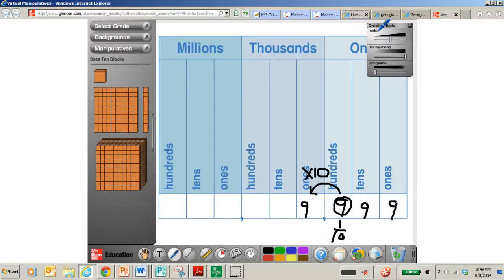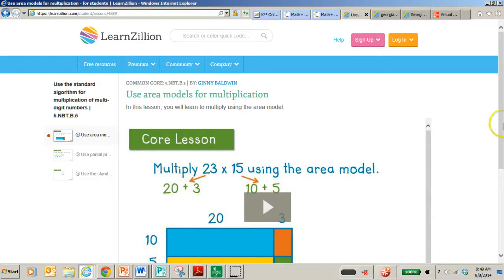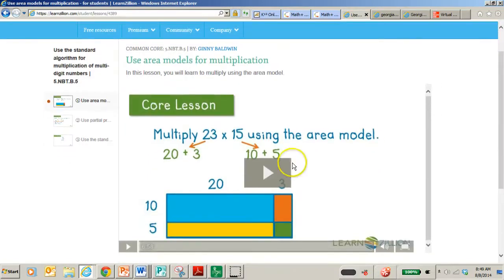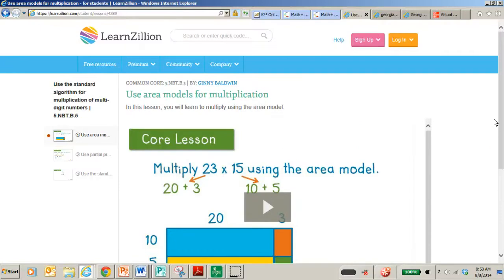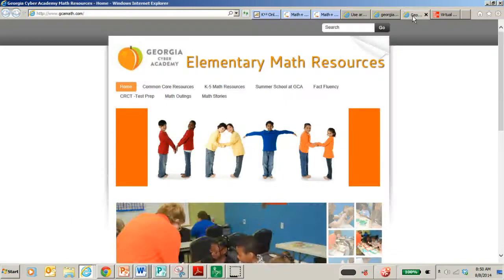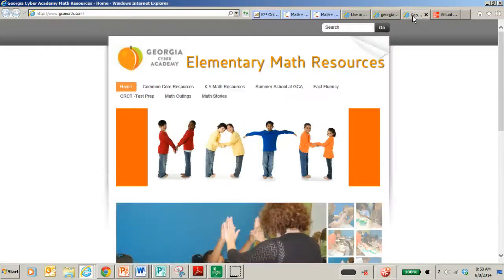Another great website, I'll go back to this Learn Zillion since it's loaded. This is an example of where you can find videos to teach the area model and partial products and then the standard algorithm. There's also videos on division, powers of 10, exponents, place value, all sorts of things for all grades 2nd through high school. So when you go to this, there's 3 different videos, and I would highly encourage you to watch each of them, and then it'll help you be a better learning coach in using these strategies on a daily basis with your own student.